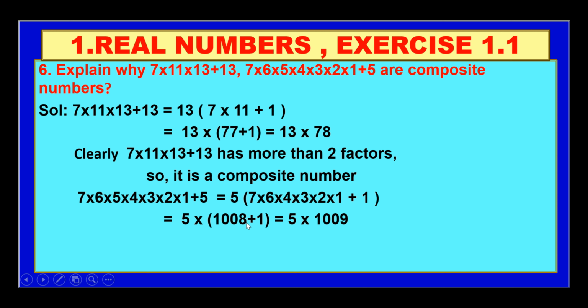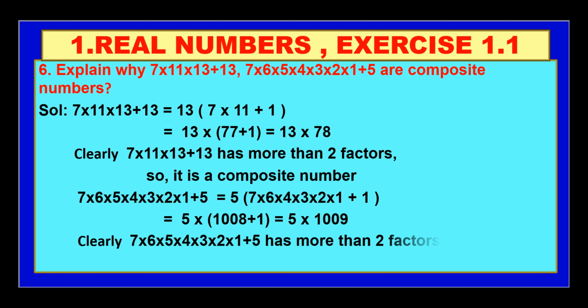If you multiply, you will get 1008 plus 1. 1008 plus 1 is 1009. Clearly, this product, the big number, is a factor, 1 is a factor. Besides 1 and that number, 5 is a factor and 1009 is also a factor. Therefore, again, clearly it has more than 2 factors, so it is again a composite number.